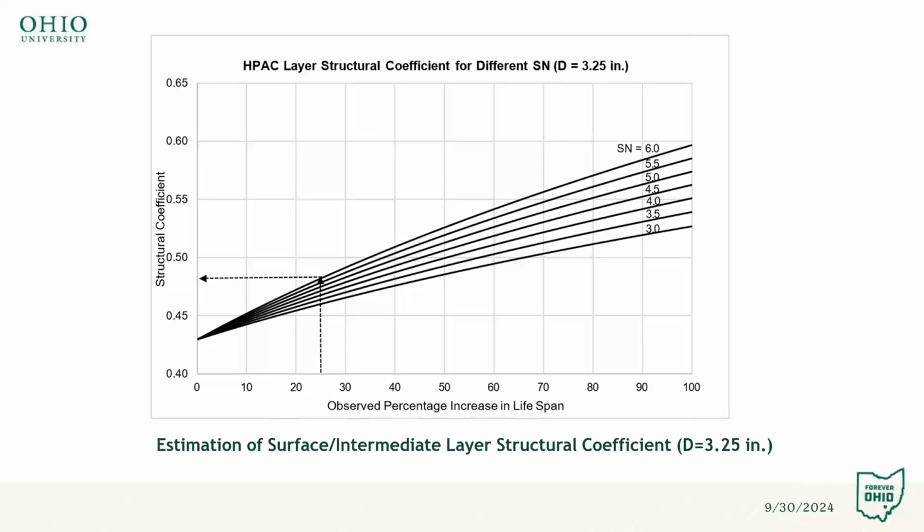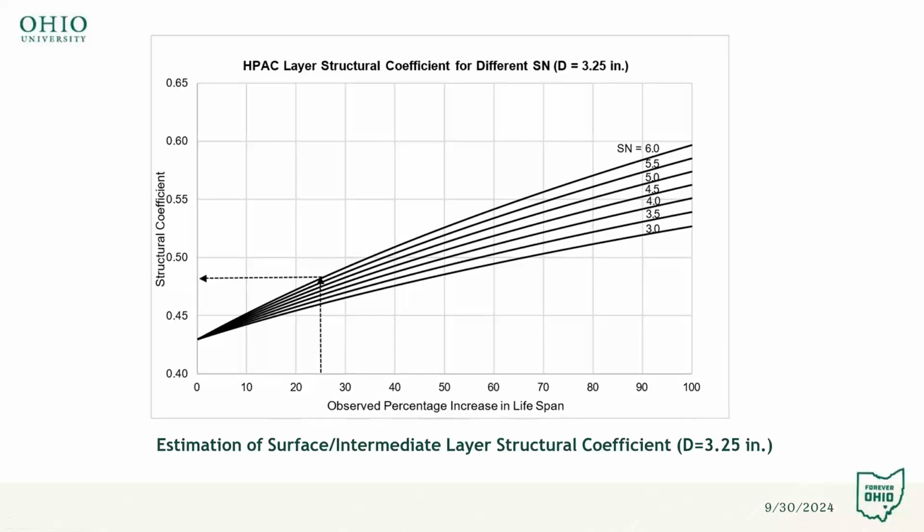So if you do have an extension in life, let's just assume it's 25% extension. The bottom shows observed percentage increase in lifespan of 25%, and assuming a structure number of 6 in this case, which is fairly thick pavement, and the surface layer is 3¼ inches. We can estimate the structural coefficient to be here. It's about roughly 0.485, so 0.48 or so.